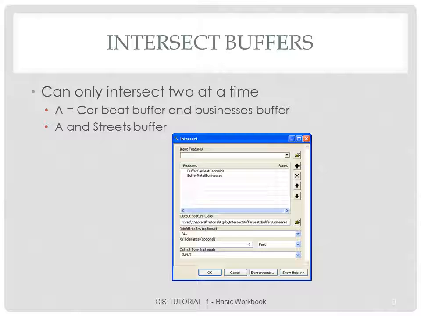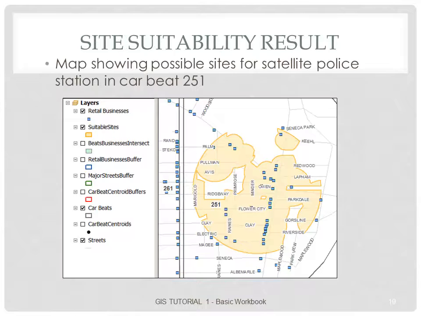Intersect buffers can only intersect two at a time: a car beat buffer and the business buffer, and then the car beat buffer and the streets buffer. This is the map showing possible sites for satellite police stations in car beat 251.